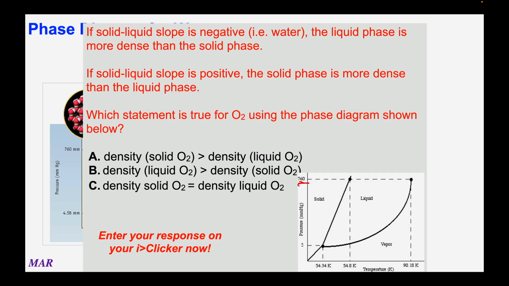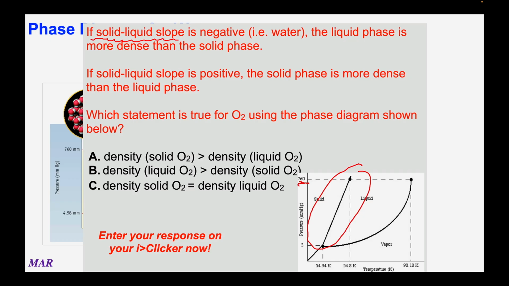Here's the interesting thing. I want you to focus on the solid-liquid slope. I want you to focus on this part right here, which is the interface between the solid and liquid phases. Now, if a slope is positive, and this comes from the graphing lab, if a slope is positive, it increases up and to the right. And if you have a negative slope, that would be something that increases up and to the left.